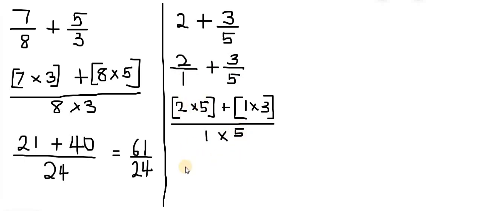So 2 times 5, that's 10. Plus 1 times 3, that's 3. 1 times 5 is 5. So we have 13 over 5. No common factors between 13 and 5. They're both prime numbers anyway, so we stop there. No simplification to be done. Okay?